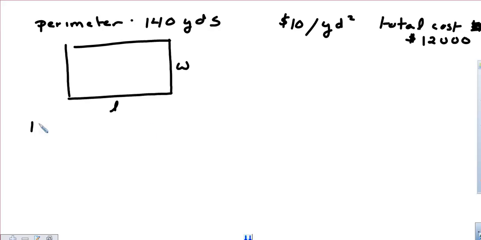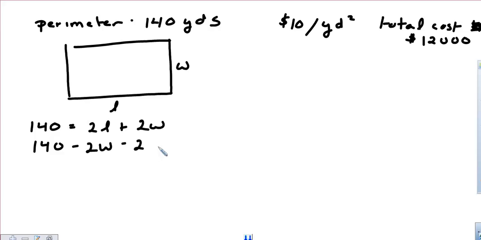Well, let's try it. 140 is the perimeter, and we know that perimeter would be length, width, so 2L plus 2W. And I don't want to work with but one variable, so let's solve for L here. So 140 minus 2W is equal to 2L. I just move the 2W over, and then divide everything by 2. So 70 minus W is equal to L. Okay, so we got that. We're going to use that again in a minute.